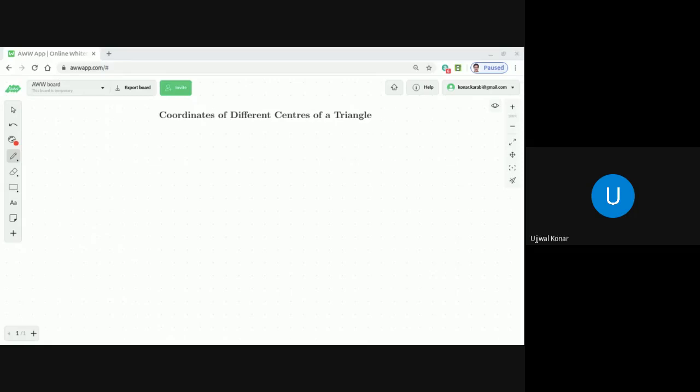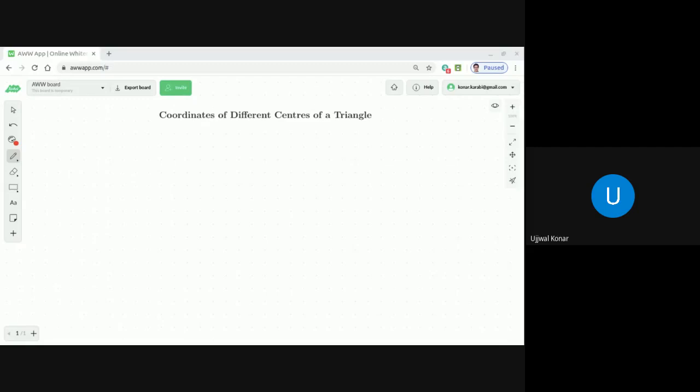Today, what we are going to discuss is coordinates of different centers of a triangle. So first, we'll start with this one. We discussed different centers of a triangle in one of our previous classes. That is called properties of triangles, and that video lecture is already available both on YouTube and on the online test platform. You can look into it if you want to revise. But today, we are going to discuss it from a coordinate geometry point of view.